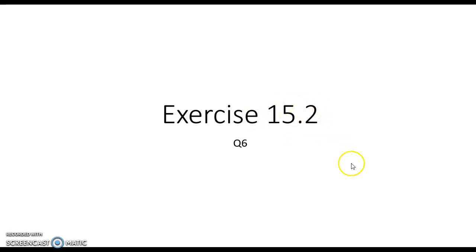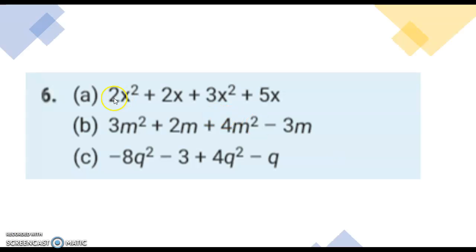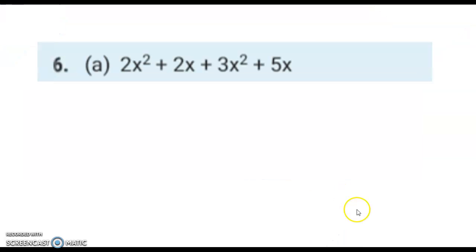Exercise 15.2, question 6. What we've got here are these three questions, A, B, and C. We're going to start off with the first one, which is 2x squared plus 2x plus 3x squared plus 5x. The idea behind this is to try and tidy up the things that are the same. This is only addition and subtraction.